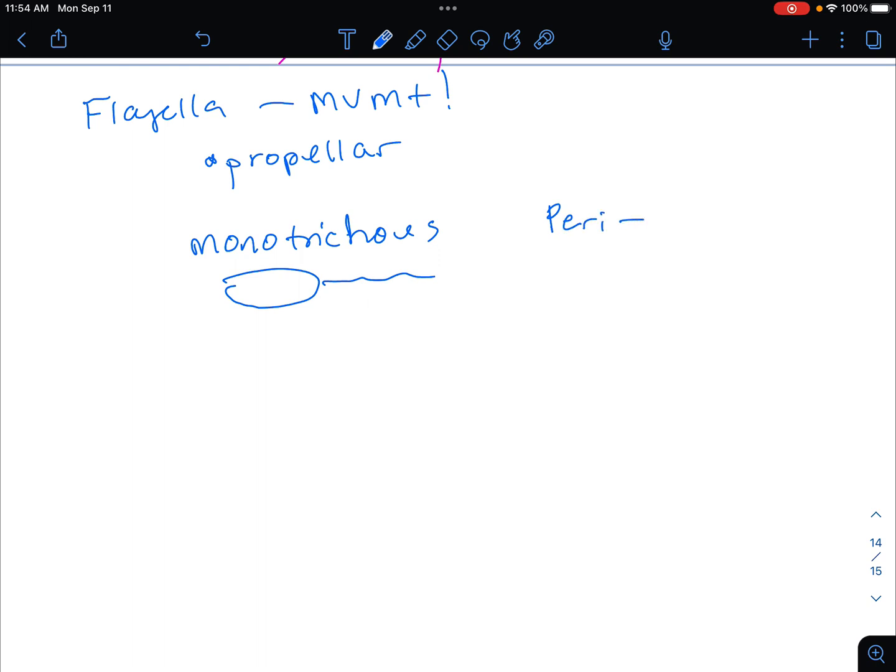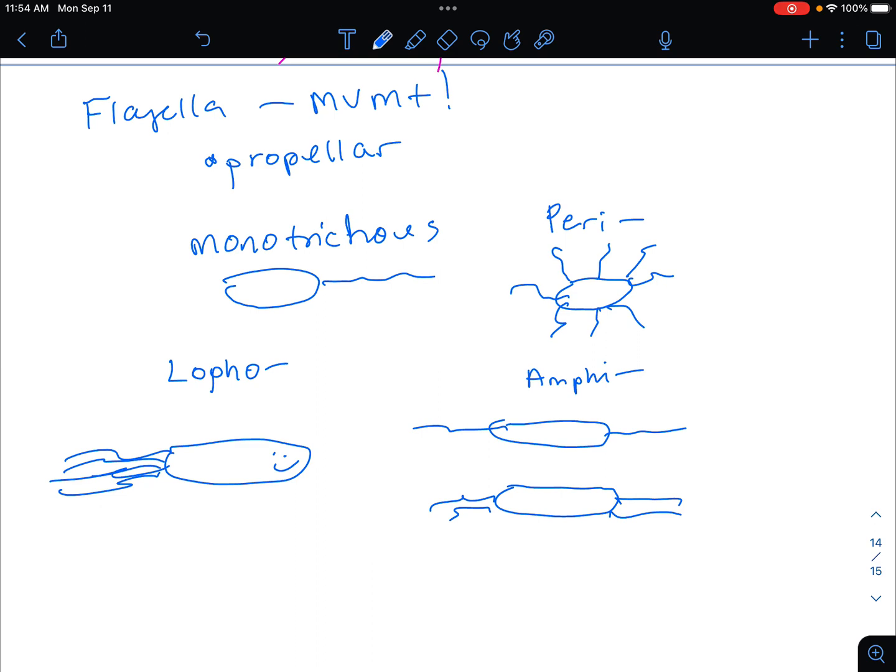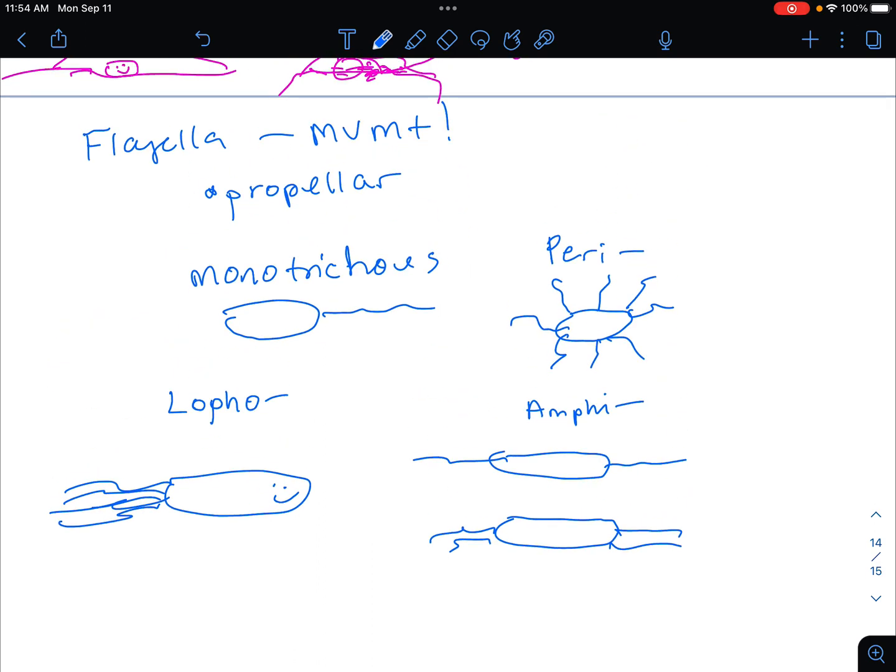Paratricious, this means it's distributed all over the entire surface of the bacterium, like that. We also have lophotricious, and this means we have many on one side, so kind of like this little guy down here. And then we also have amphitricious, which means we could either have one on either side or multiple on either side. And then again, it's just propeller movement, helps them go to the places that they would need to find nutrients. Sometimes they do cause disease using their flagella as well.